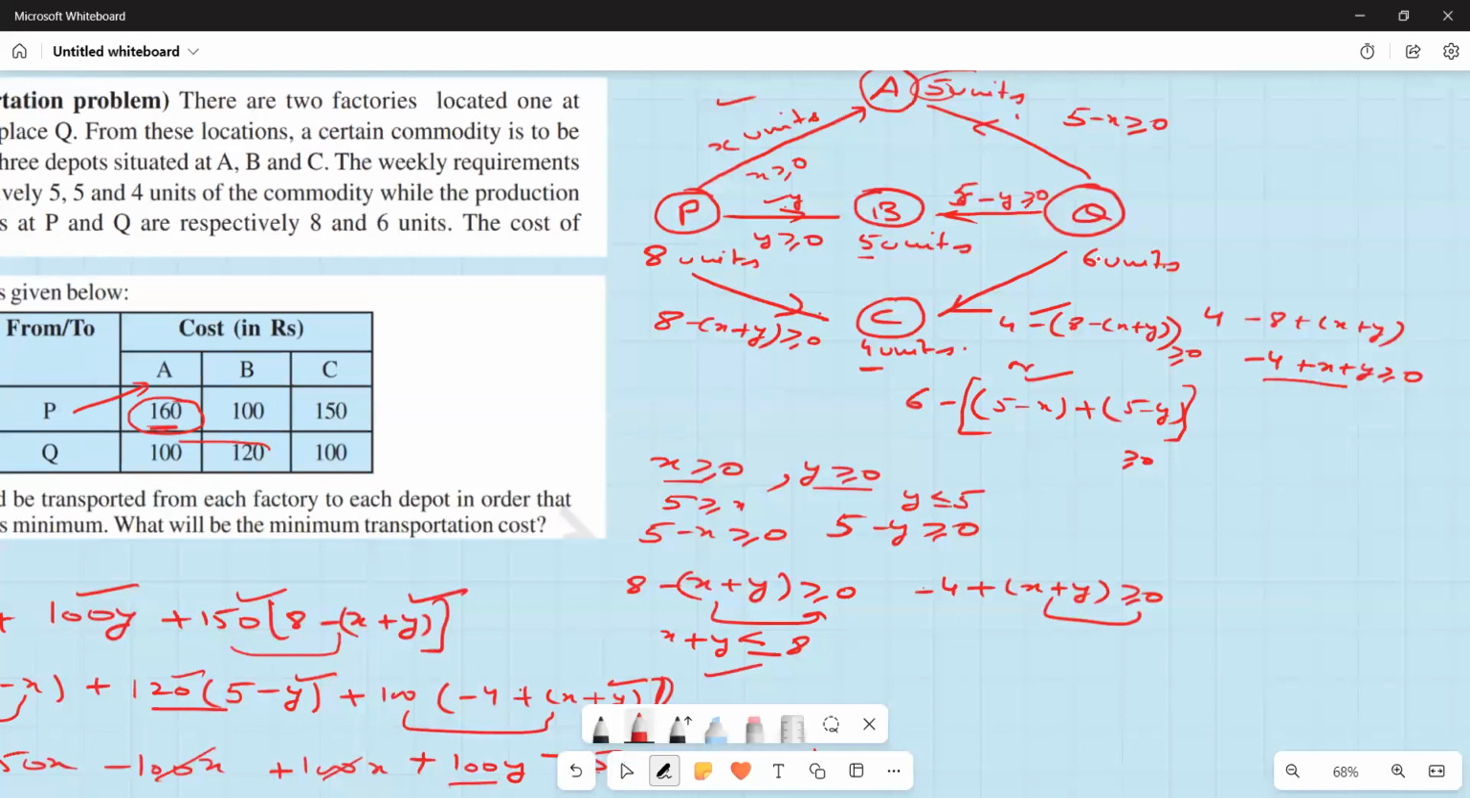Here this is coming minus 4 plus x plus y greater than or equal to 0. So x plus y is greater than or equal to 4. I think we had taken it wrong earlier. Right? So this is x plus y greater than or equal to 4. This is x plus y less than or equal to 8. And from here y less than or equal to 5, and x less than or equal to 5. And x, y both positive. These are the conditions which you will plot. And the objective function is this.